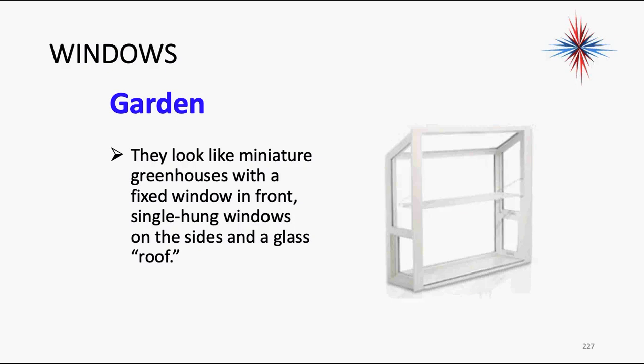Garden windows look like miniature greenhouses. Believe it or not, these are more efficient than the big bay windows. They hang out more. They don't look like they have a lot of insulation, but most often these are built with triple pane glass to protect the plants in here. So if you have a choice between a bay window and a garden window, I would always choose the garden window. They actually are more efficient.